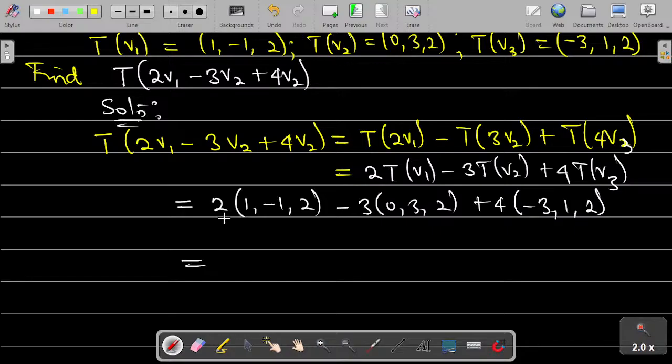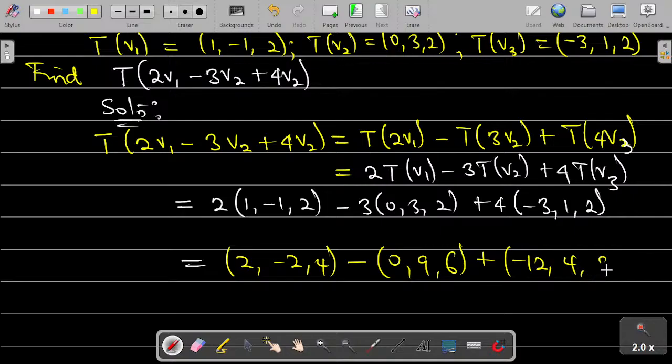Should I jump this one step? Okay, let me pity you. So open the brackets, you have 2 minus 2 and 4. Open this one, you have 0, 9, and 6. Open the other one, you have minus 12, 4, and 8.